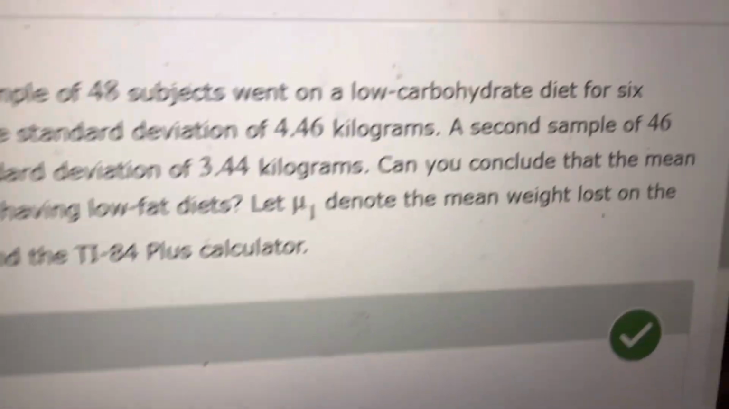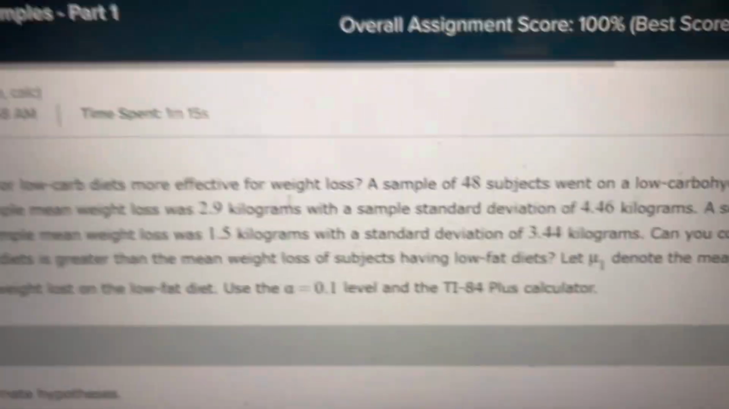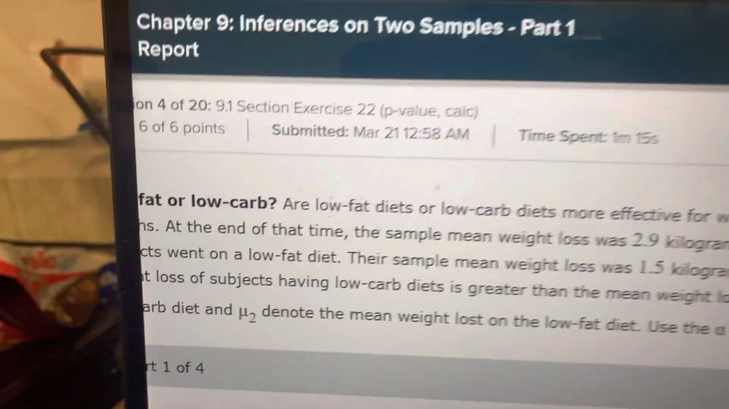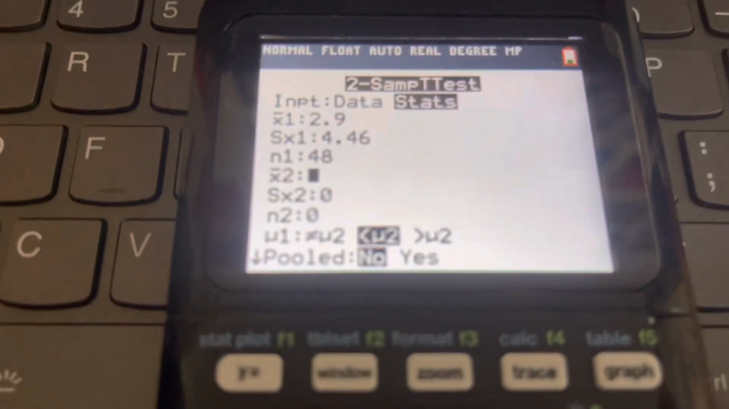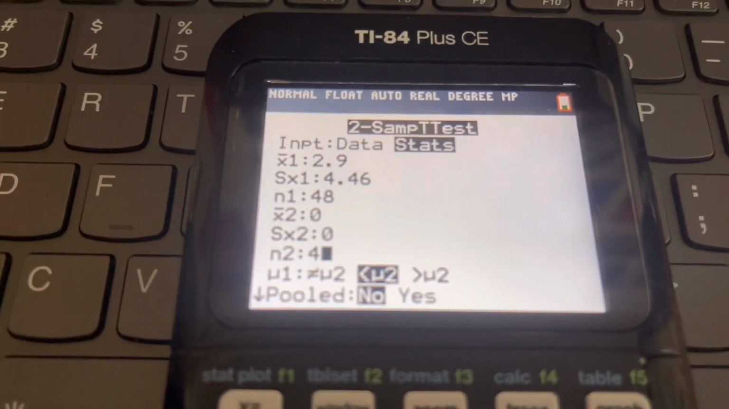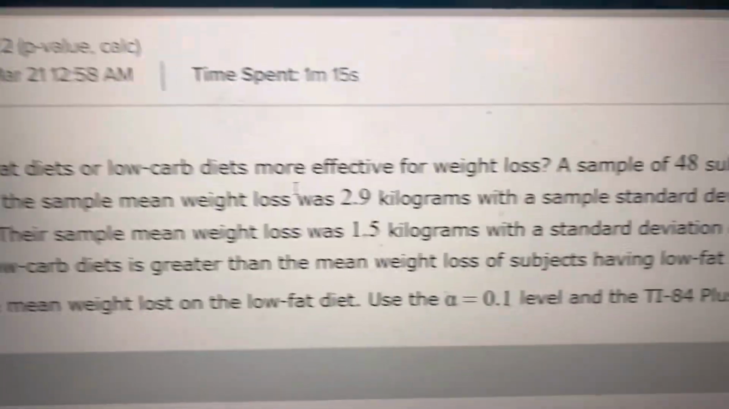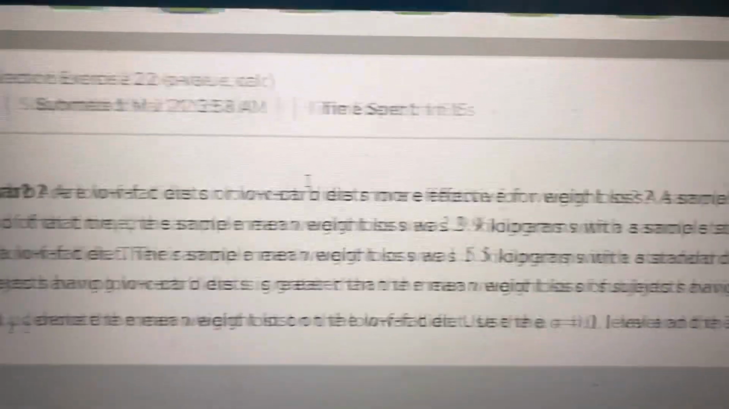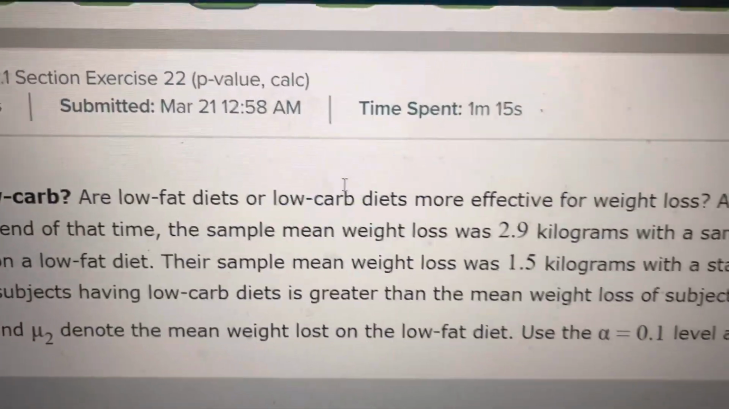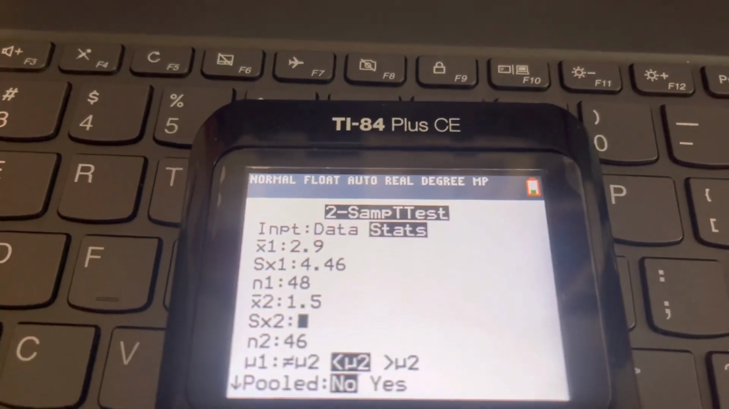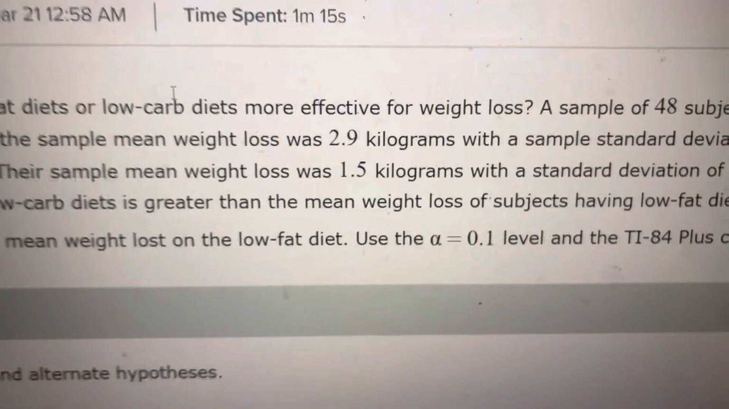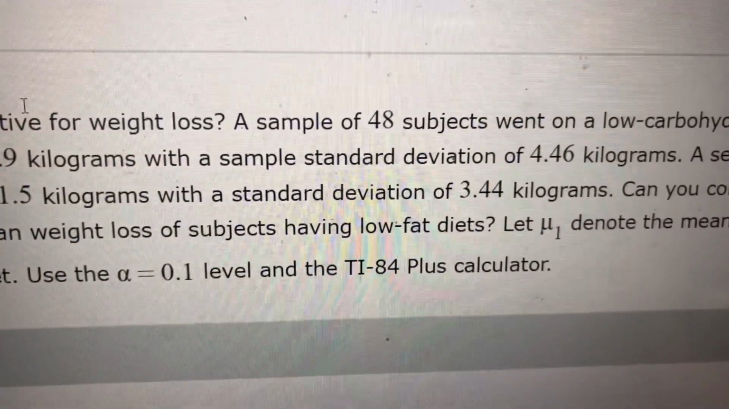Now let's go over here. A second sample of 46 subjects went on a low-fat diet. So let's go back down here, go to N2, put 46 down. Their sample mean weight loss was 1.5 kilograms. So let's go back down here, 1.5, with a standard deviation of 3.44 kilograms.